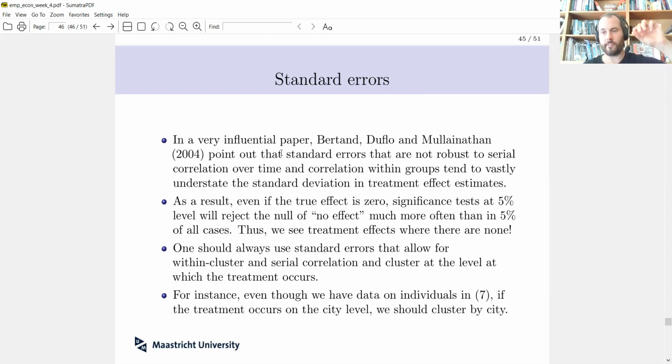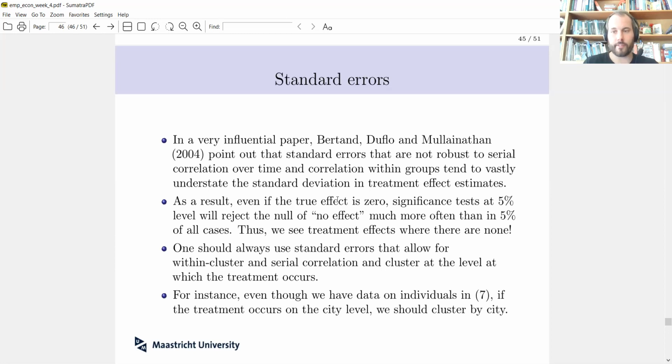And if you look at the t-statistic, it's the estimator divided by the standard error. The t-statistic will be inflated, and therefore you will find that the treatment is significant in far more cases than the nominal level of 5%, for instance. Which is bad, right? You claim there is a treatment effect, whereas in reality, there is no treatment effect.